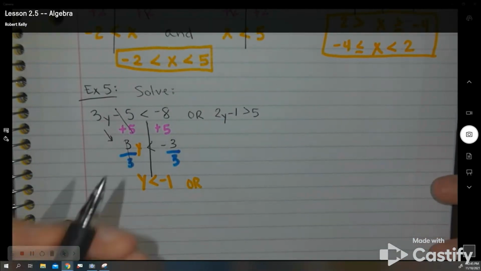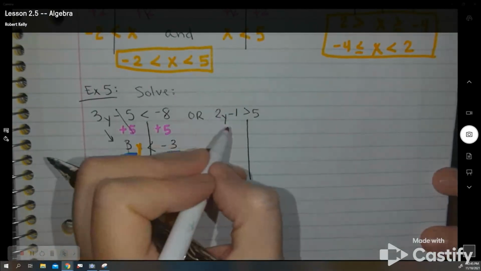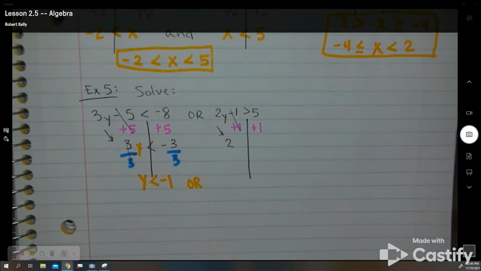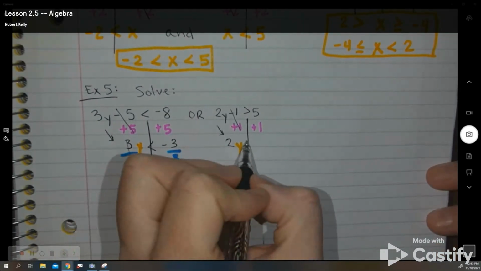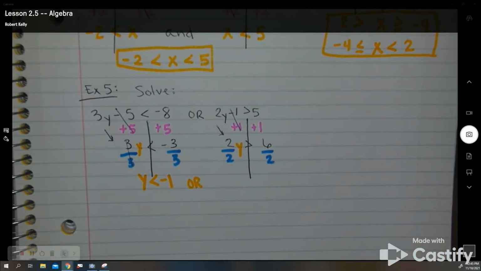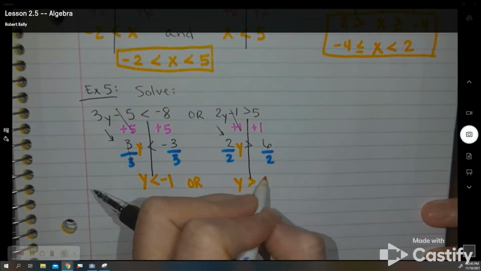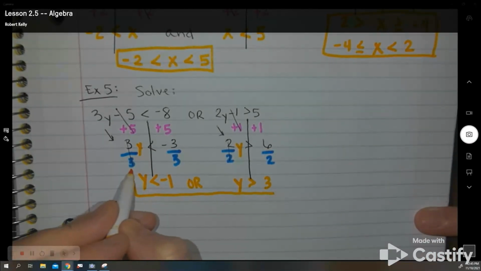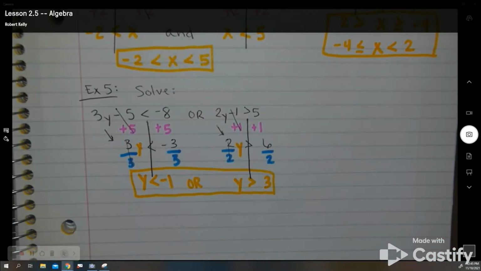Or, now we'll go on to this side. So I'm going to start again. This time I'm going to add 1 to both sides. Bring down this 2y. Greater than. 5 plus 1 is 6. We're going to divide both sides by 2. Again, dividing by positive, so my symbol can stay the same. Y is greater than 3. So we have y is less than -1, or y is greater than 3.